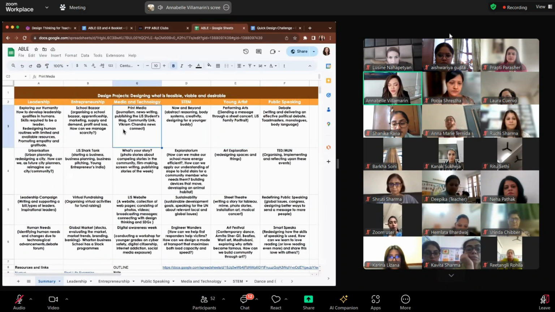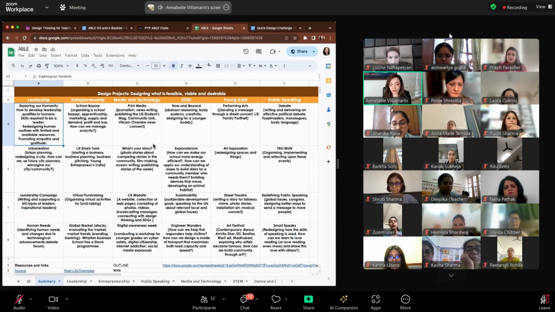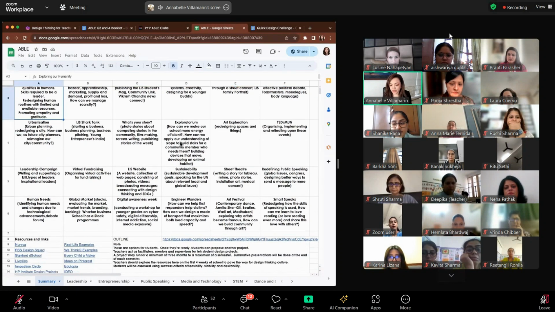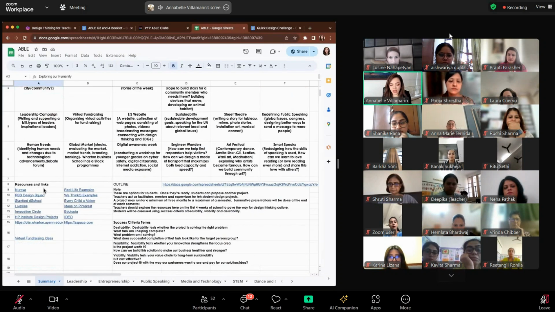So we have identified some of the resources they can use. We have leadership, entrepreneurship, media, technology, STEM, and so on. And here you've got some ideas of design thinking projects that the children can use. And below that, if you can see, there are a lot of websites that the teachers can use.